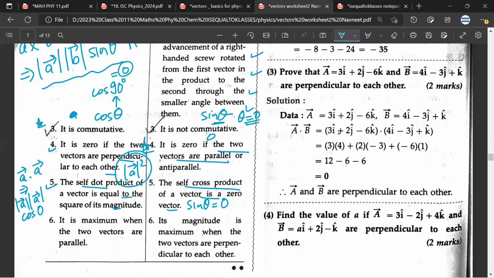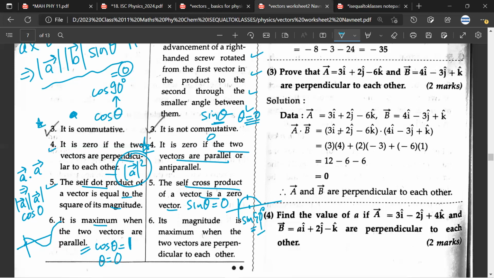Yes, sir. Again, parallel, why is it maximum? Because cos theta is maximum when theta is 0, because it takes a maximum value of 1. If you remember trigonometry, the maximum value of cos used to be at 0. But here, it is only when the vectors are perpendicular to each other, because sine 90 is 1, that the magnitude would be maximum. Am I clear, Avantika?